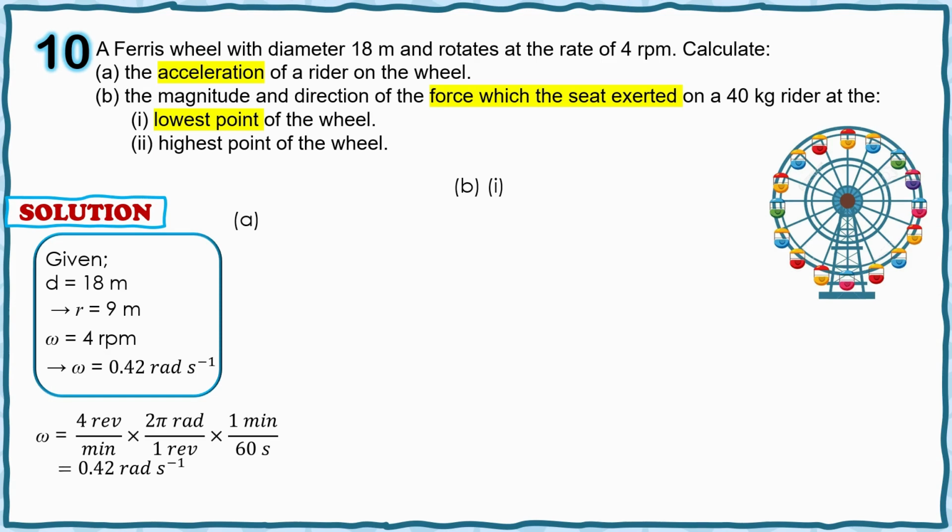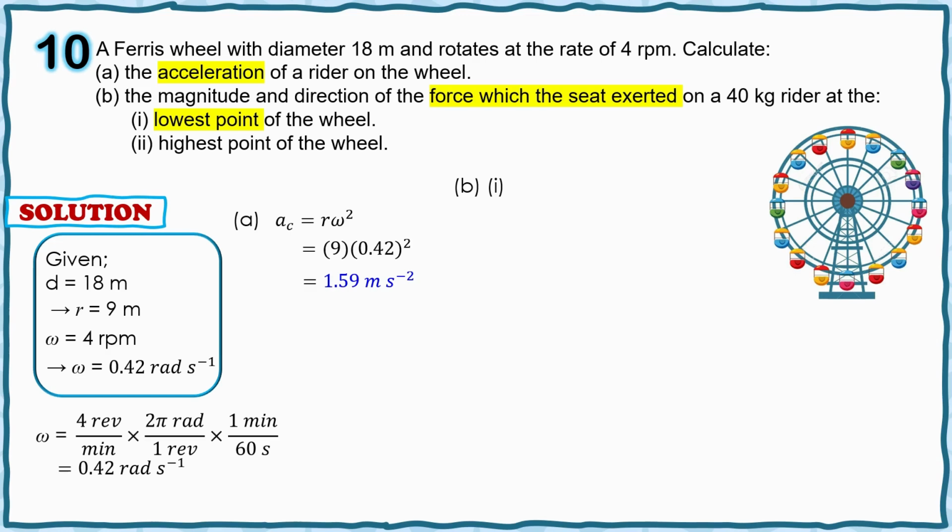The first question, you need to calculate the acceleration of the rider on the wheel. The acceleration of the rider represents the centripetal acceleration, so it is equal to r omega square. We can use r omega square because we have the value for r from the diameter and we have the value for omega. You substitute the value for r and omega, and you will get the acceleration of the rider is equal to 1.59 meter per second squared.